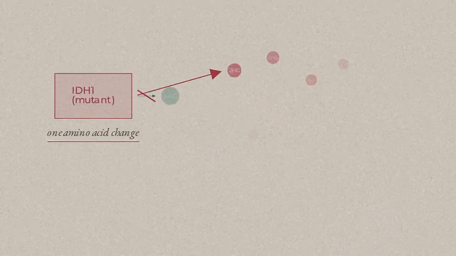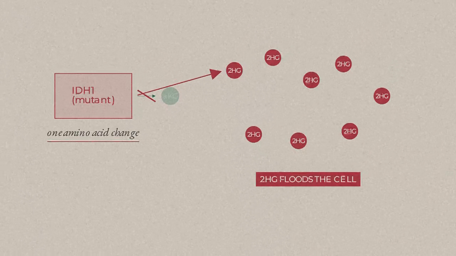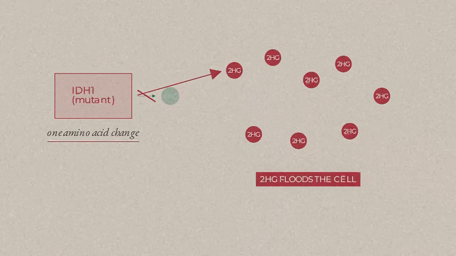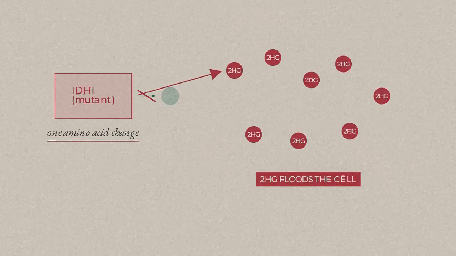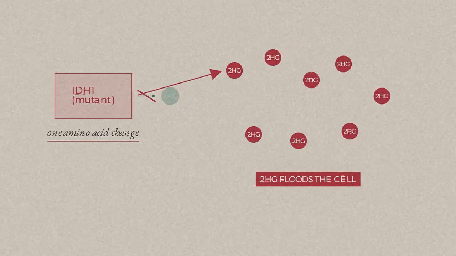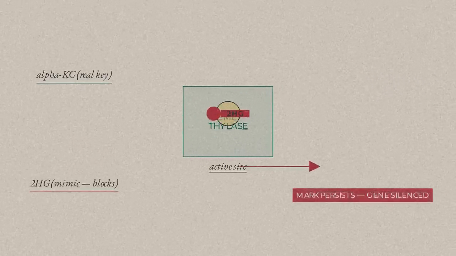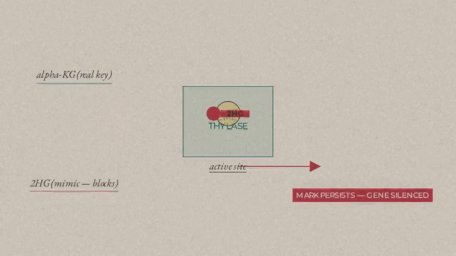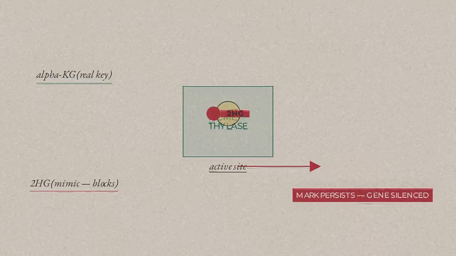The mutant IDH-1 enzyme carries one amino acid change in its active site. That one change corrupts its chemistry. Instead of making alpha-ketoglutarate, the mutant enzyme runs a different reaction and makes a structurally similar molecule called 2-hydroxyglutarate, an oncometabolite that the cell does not normally produce. 2-hydroxyglutarate is the structural mimic. Its shape is close enough to alpha-ketoglutarate that it fits into the demethylase active site, the same pocket where alpha-KG would normally bind and power the reaction.